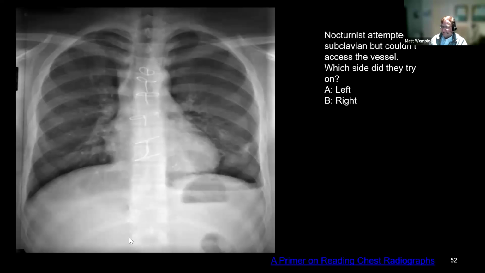All right. So last night, one of the nocturnists, who are all great, and I was a nocturnist once, attempted the subclavian but couldn't access the vessel. Which side did they try on?